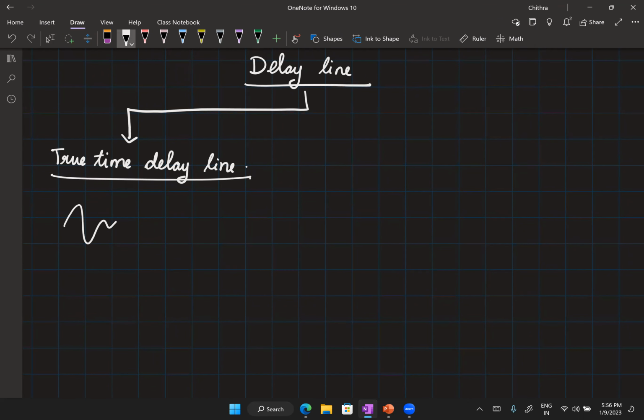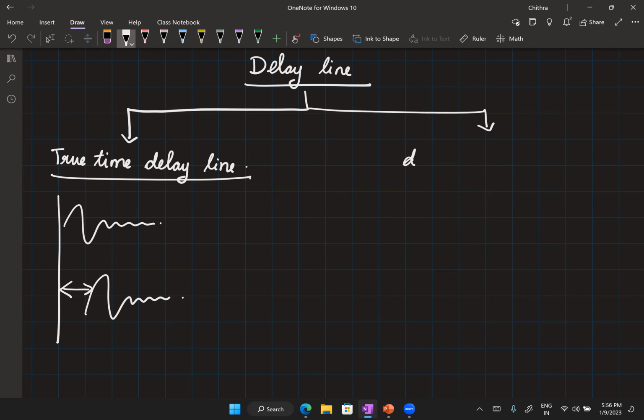Let's say I have some signal like this, and we are required to delay the signal while maintaining the exact waveform shape. The amplitude information should be preserved as it is. Okay, then this is called a true time delay line: a delay line which is able to delay the signal while preserving the exact shape of the waveform, while preserving all the information. Now, the second category is wherein we are interested in only delaying the edges.